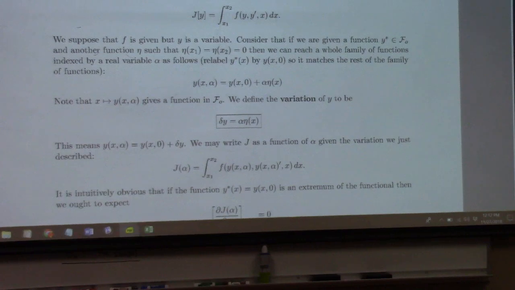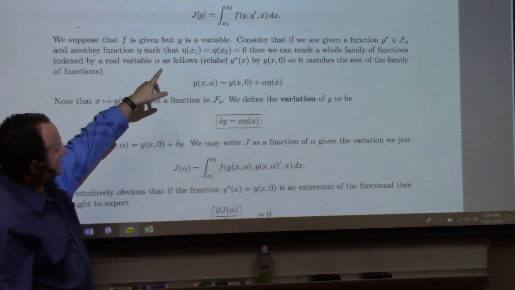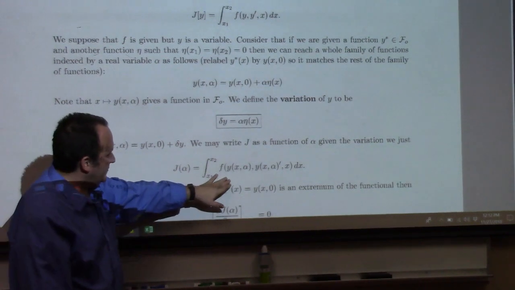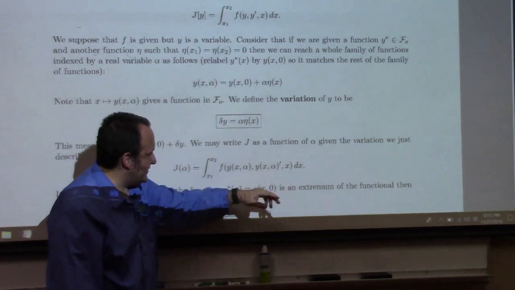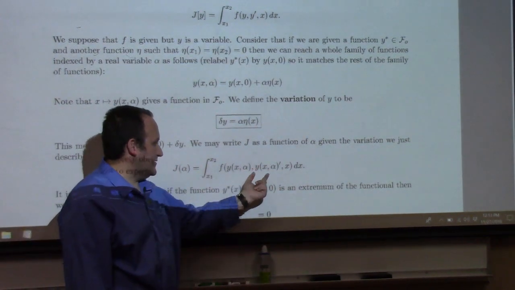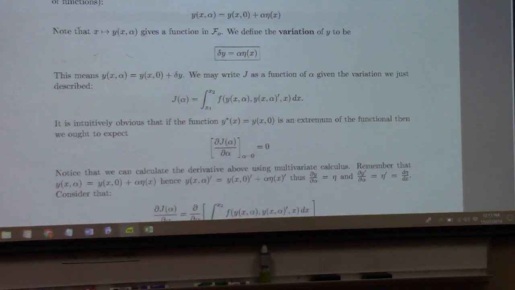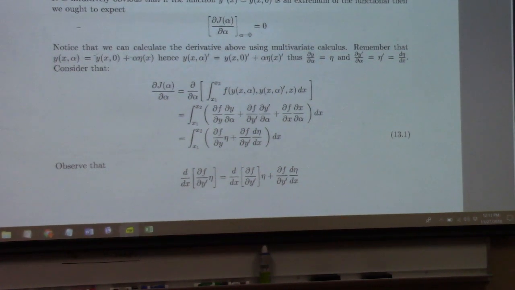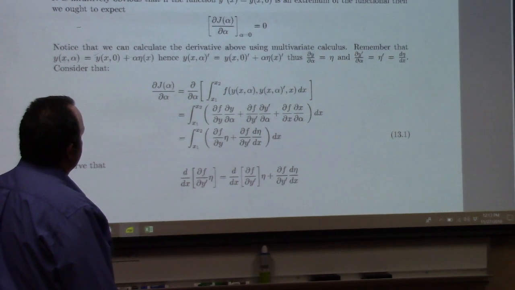All right. And so then, if you look at the functional, which is in this case the Lagrangian, if we look at the Lagrangian as a function of alpha, for a given eta, then we have a function. We have f of y of x alpha, y of x alpha prime, and x. So we can also look at this as a problem in multivariate calculus, really. And so the principle of least action says that you want to minimize that Lagrangian.